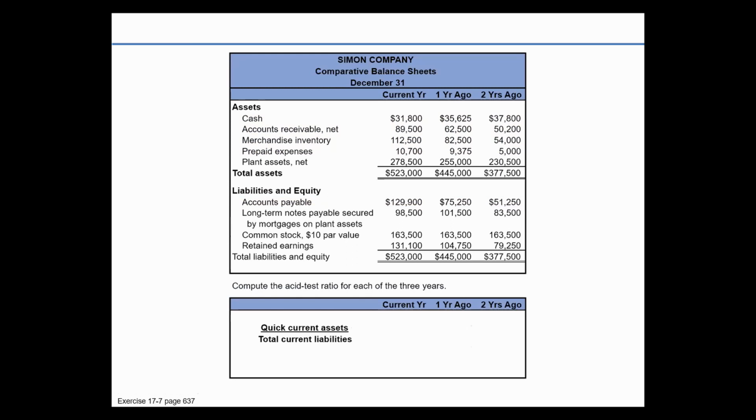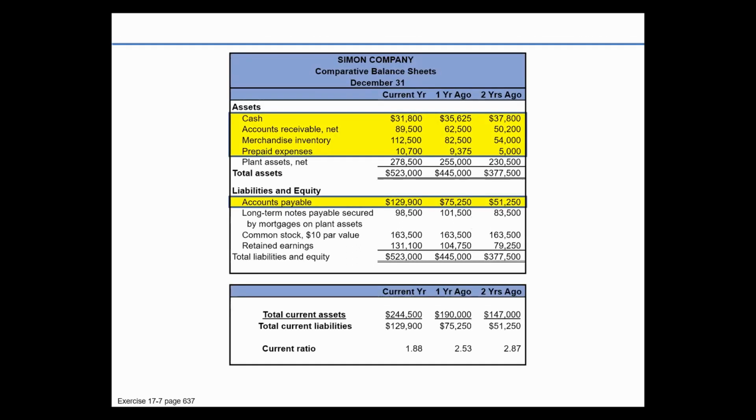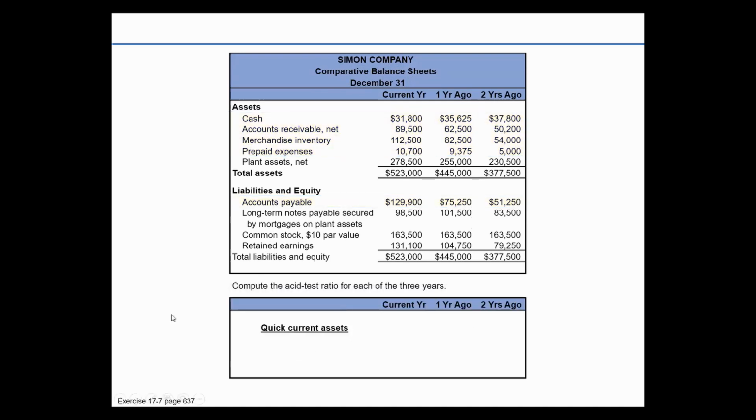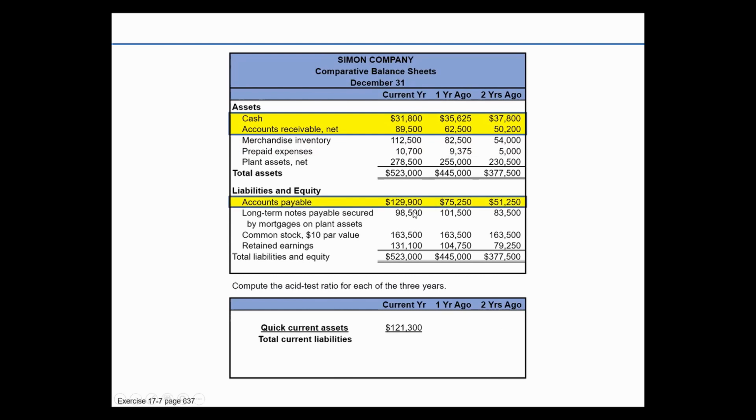That first one was the current ratio. So this is the current ratio. The next one will be the quick ratio, which is quick current assets over total current liabilities. So in this case, quick current assets are just our cash and our accounts receivable net. And then current liabilities is the accounts payable. So for the current year, we add up our quick assets, which is the cash and the accounts receivable net. Add those up, come to 121,300, and then our total current liabilities is 129,900. So that comes out to 0.93.